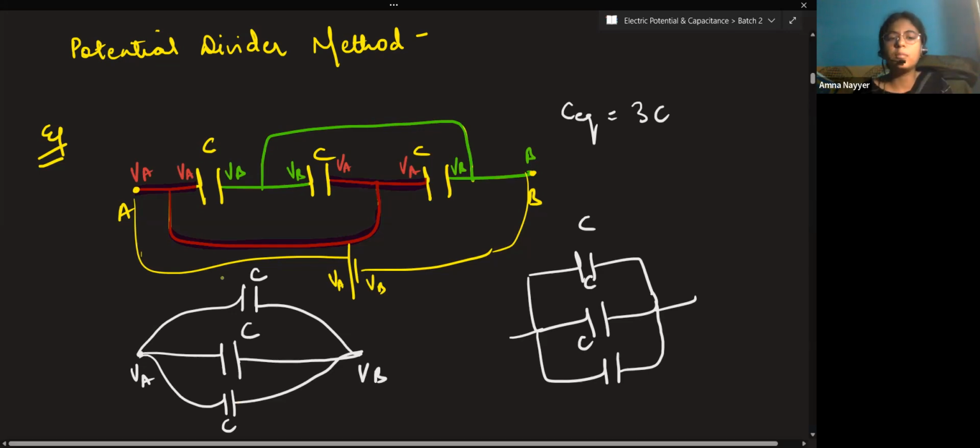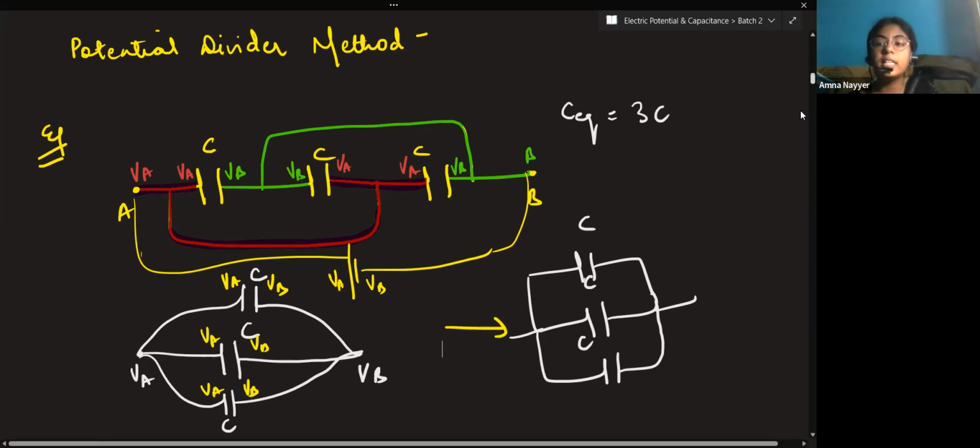The difference is what? Potential difference is VA minus VB. It means all of 3 are connected in which manner? All those 3 are connected in parallel combination. So you can directly redraw it in this manner.